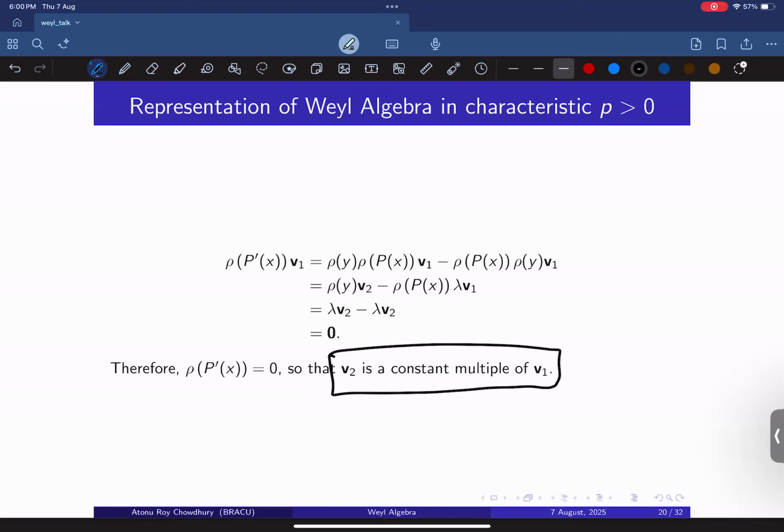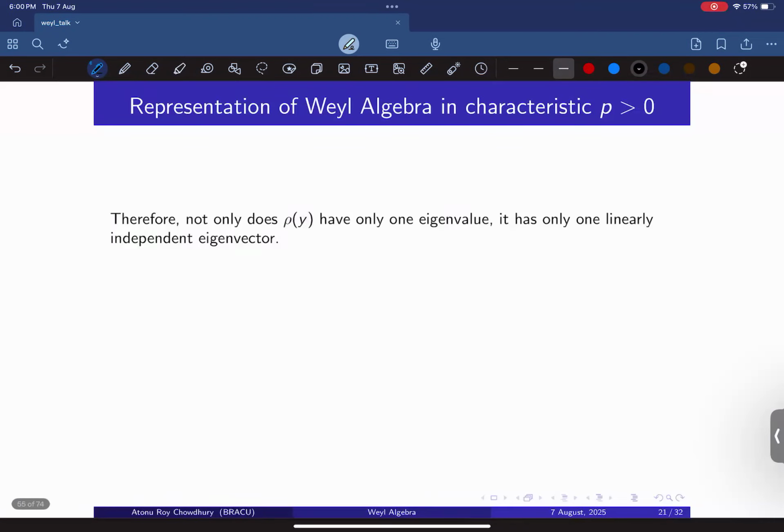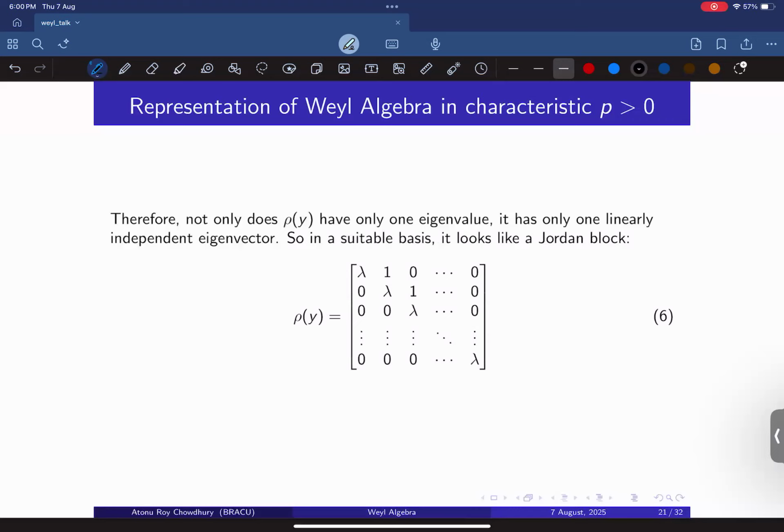Rather, we have the next best thing, which is that we can write it as a Jordan block. That is, all the diagonal entries are the eigenvalue lambda, and all the superdiagonal entries, the ones above the diagonal, are 1. So we have found what y looks like. In some suitable basis, we can write rho of y as this matrix, which has all the lambdas on one diagonal, and above that we have all ones. All right, is that clear?